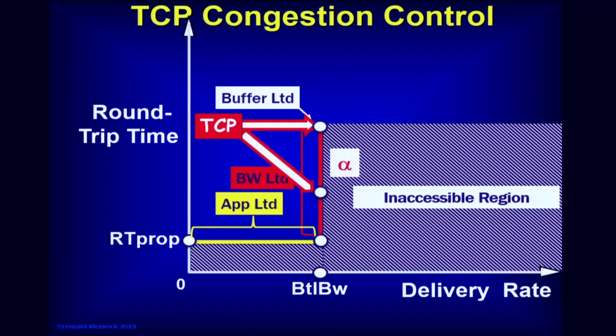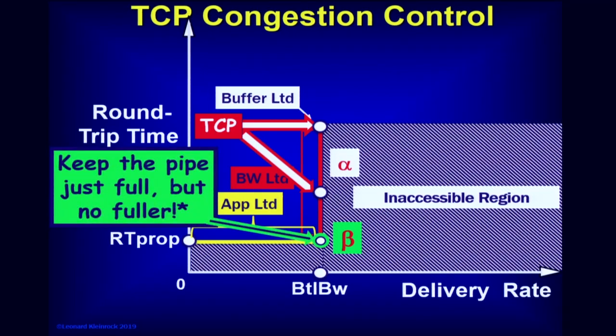TCP does exactly that. It's in that range for alpha. Now, there's obviously a better place to operate. And that's this point down here. At this point down here, you're succeeding in getting the minimum delay and the maximum bandwidth. Don't push anymore. Keep the pipe just full, but no fuller.